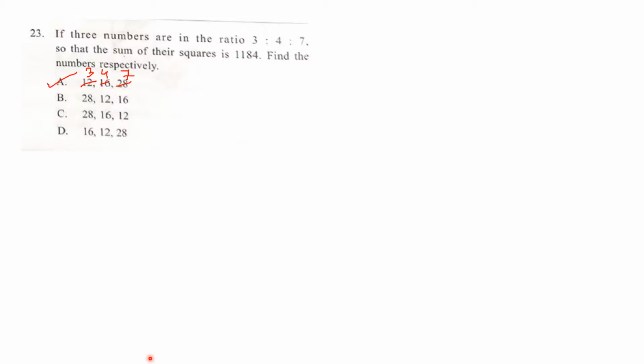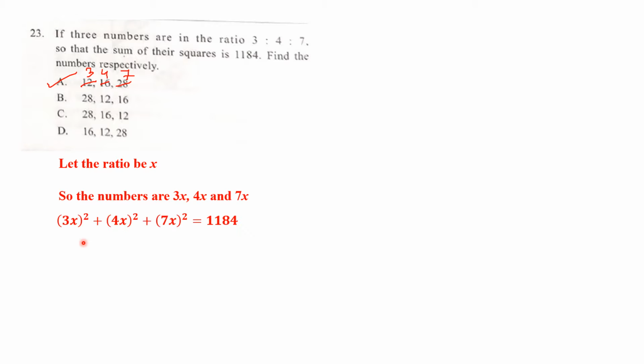But if you want to solve it completely, then in such type of question, we assume the ratio to be x, so the numbers will become 3x, 4x and 7x, right? So the numbers are 3x, 4x and 7x, and the question says the sum of their squares is 1184. It means 3x whole square plus 4x whole square plus 7x whole square is 1184. Now you have to solve it from here. So 3x square will give you 9x square, 4x square will give you 16x square, plus 49x square, and this is going to give you 1184.